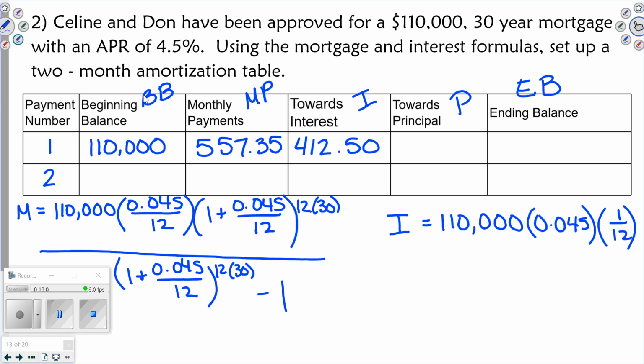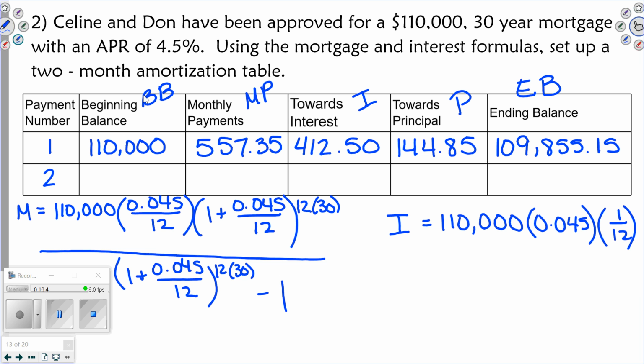So how much actually went towards principal then? How do we find that? Just subtract them. Good. 144.85. Only $144 went towards paying off that $110,000. That's disturbing. So how do you find your ending balance? You take your beginning balance and you subtract how much went towards principal. So, 109,855.15.